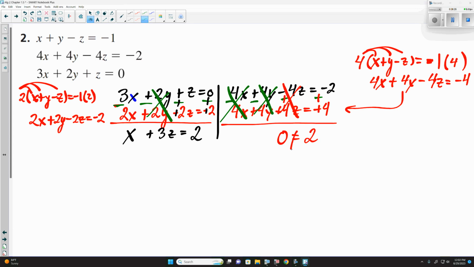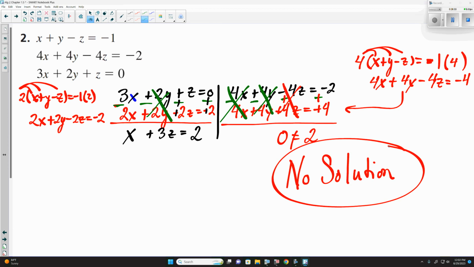No. So this is a what? And we're done. The other two equations do intersect at the line x plus 3z equals 2, or x is equal to negative 3z plus 2. But because the other plane does not intersect one of the other two, it is a no solution.